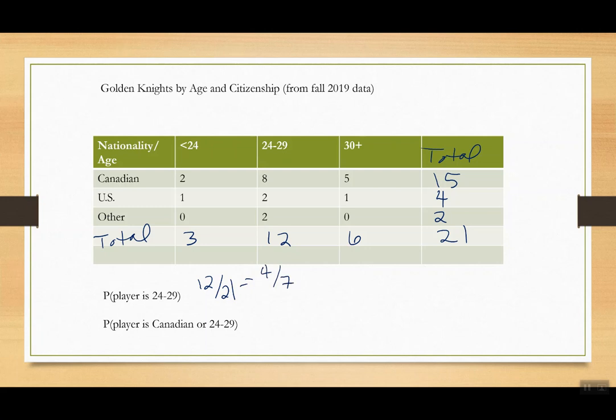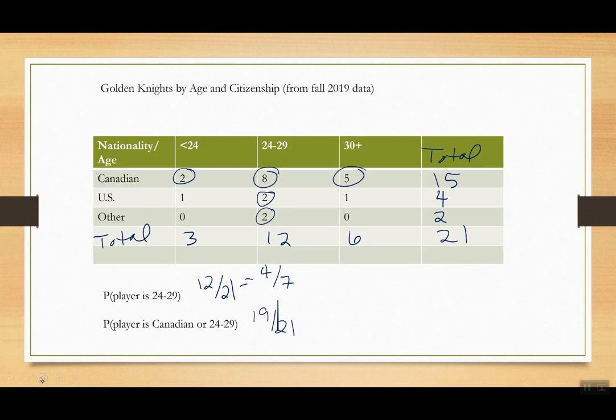Then this last question about the Golden Knights said, what if the player is Canadian or between 24 and 29? So Canadian is the 2, the 8, and the 5. And then between 24 to 29, I have the 2 and the 2. So I have 2, 8, 5, that's 15, 16, 17, 18, 19 of the 21 players.